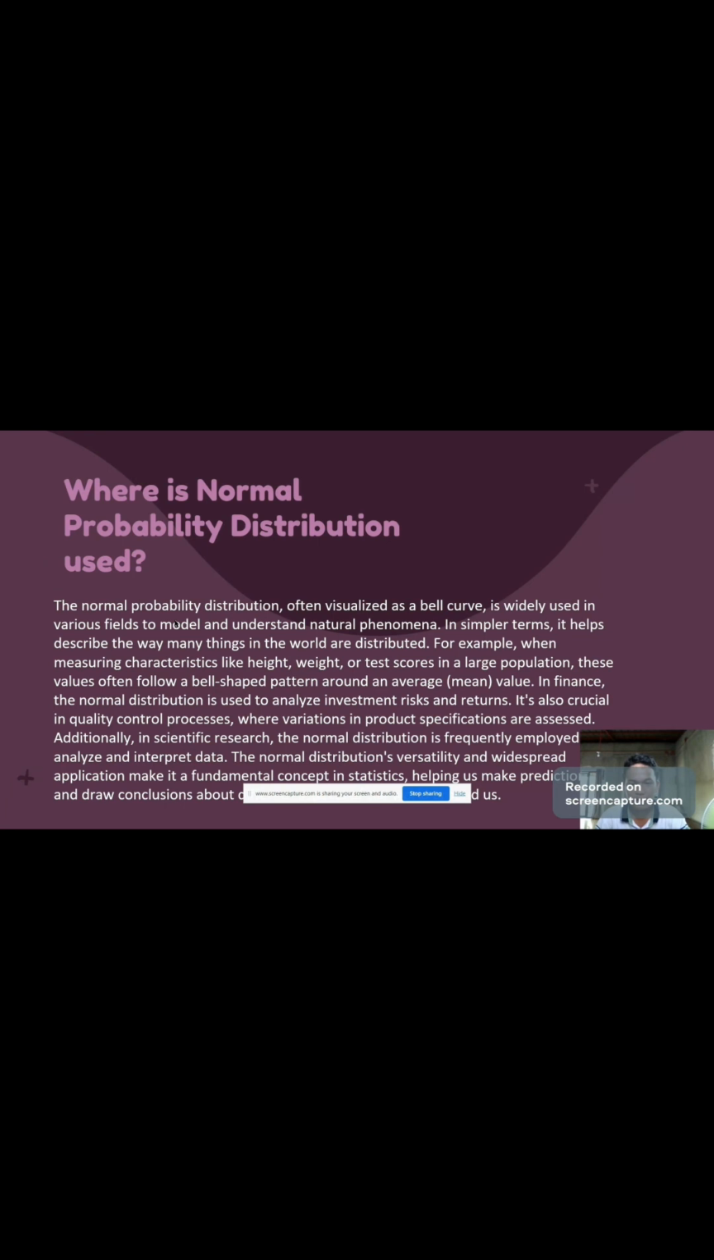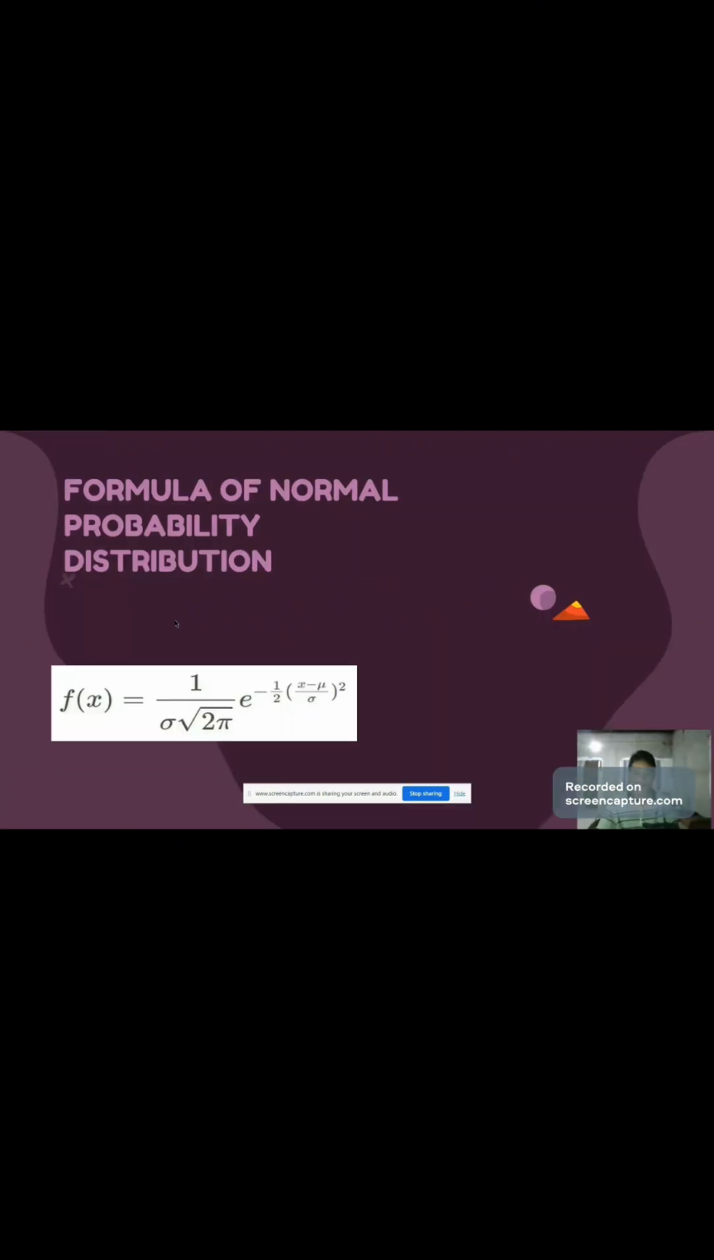In finance, the normal distribution is used to analyze investments, risks, and returns. It's also crucial in quality control processes, where variations in product specifications are assessed. Additionally, in scientific research, the normal distribution is frequently employed to analyze and interpret data. The normal distribution's versatility and widespread application makes it a fundamental concept in statistics, helping us make predictions and draw conclusions about the different aspects of the world around us.